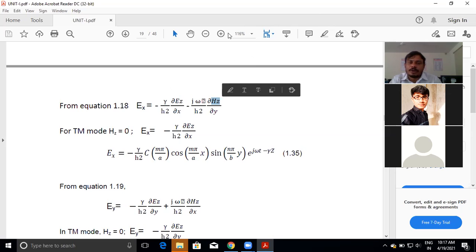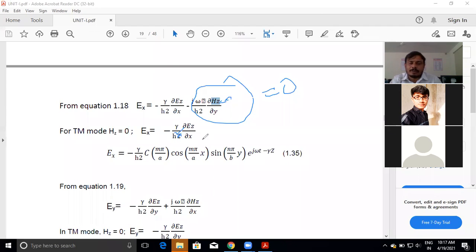So this component is 0. Because of TM mode, this Hz is 0. So this total component is 0. So we have only this one. So this is minus gamma by h square, it's not h2, h square, dou Ez by dou x.